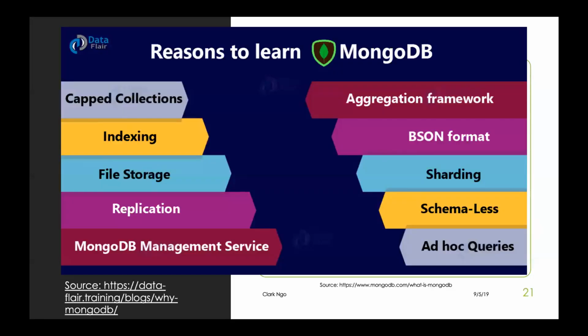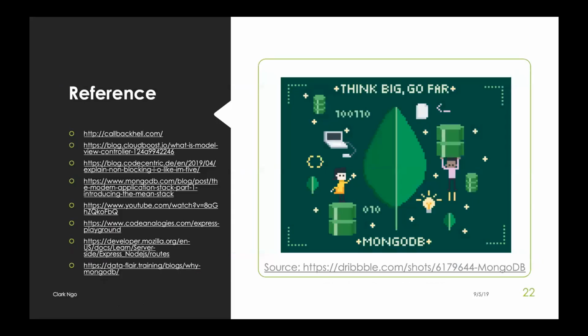I did not have a lot of time researching MongoDB. So basically, the new things I've learned are the aggregation framework, and MapReduce. BSON format is basically binary JSON. That's something new; I need to learn more about it. Ad hoc queries, basically something you do before the query. I haven't looked at much of that one. So that's it, and I have the references.